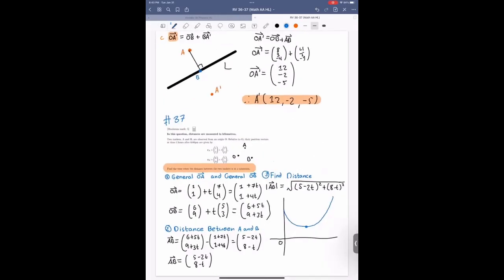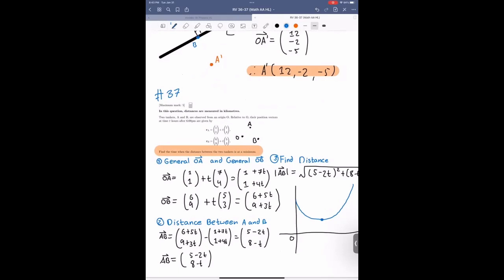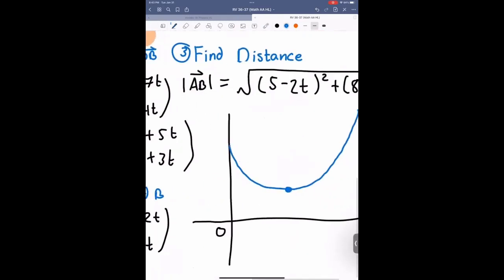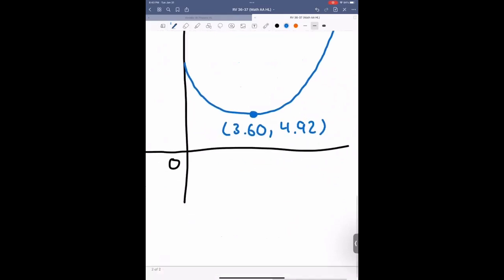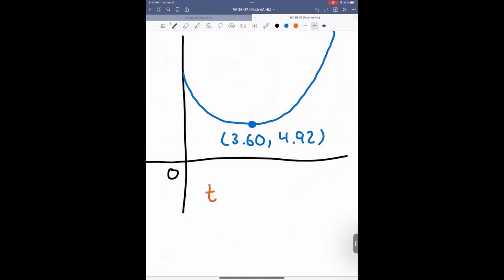And since we want to find the time when the distance between two tankers is at a minimum, we use our GDC to find the minimum x value, which is 3.60. And that corresponds to the time at which the distance between the tankers is at a minimum, which is 3.60 seconds.